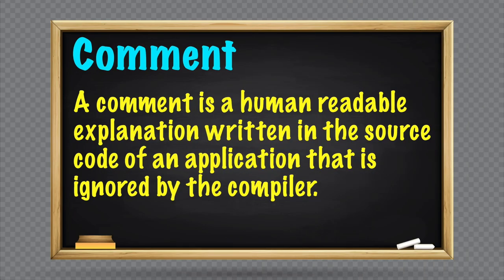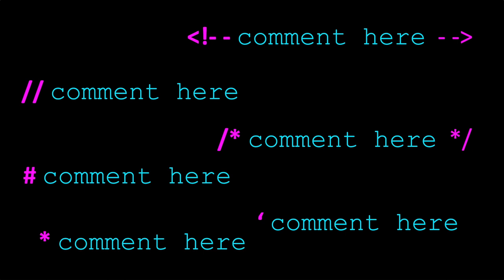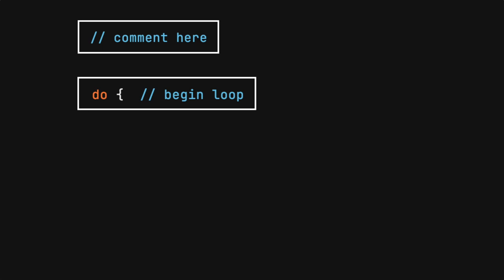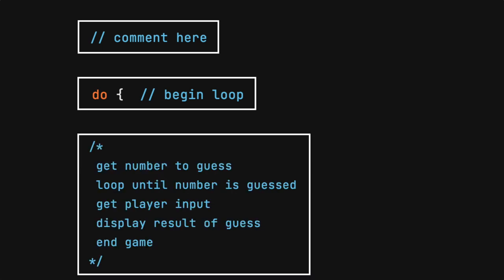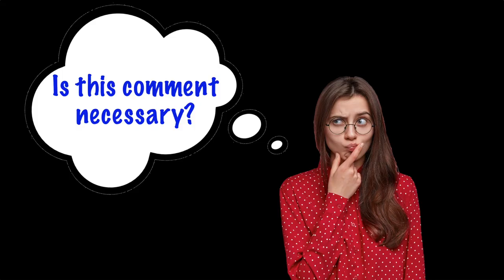A comment is a human-readable explanation written in the source code of an application that is ignored by the compiler. Each language will have a way for developers to leave comments. The three common ways to show comments are, a single-line comment is the only thing visible on the line, an inline comment appears at the end of the line after the command, and some languages allow a multi-line block for larger comments. Before you add comments to the code, ask yourself this question: is this comment necessary?